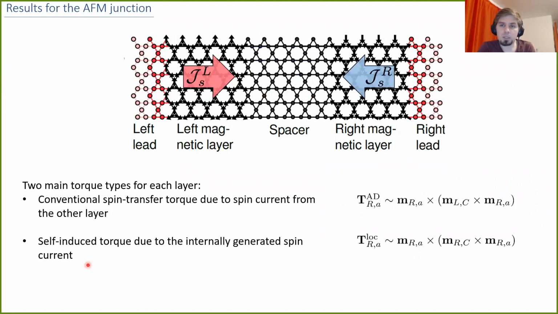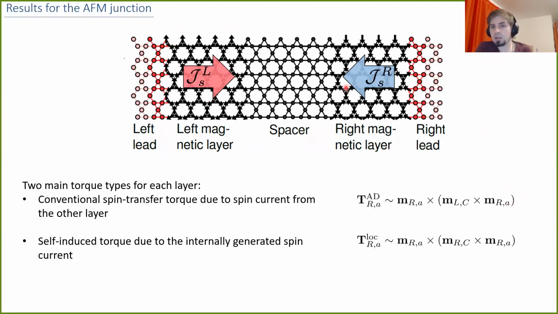Now we can actually understand the torque on some very simple arguments similar to those in ferromagnets. So we have two spin currents here, the left and right spin polarized currents. The left spin polarized current will enter the right magnetic layer and get absorbed. So on each sublattice, we again will have dominantly the perpendicular component to that sublattice get absorbed. So we'll have an anti-damping torque similar to that in ferromagnets, but now on each sublattice it will be different. And that's, of course, a huge difference for the dynamics. But it's still somehow similar to the ferromagnetic case.